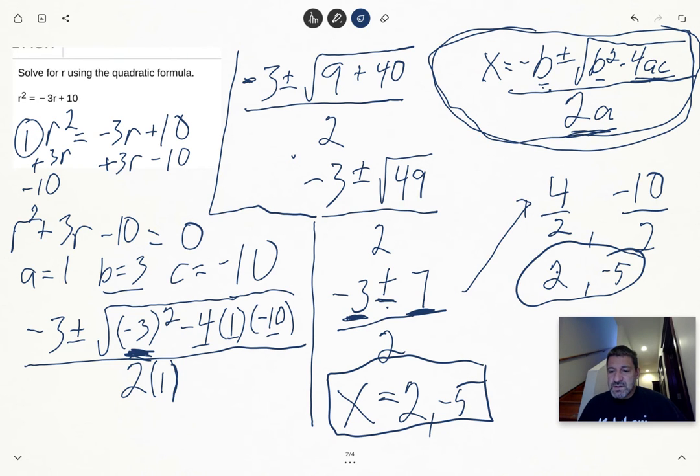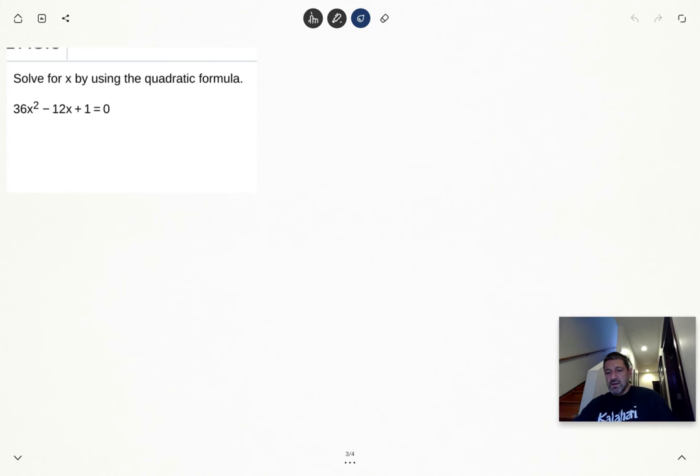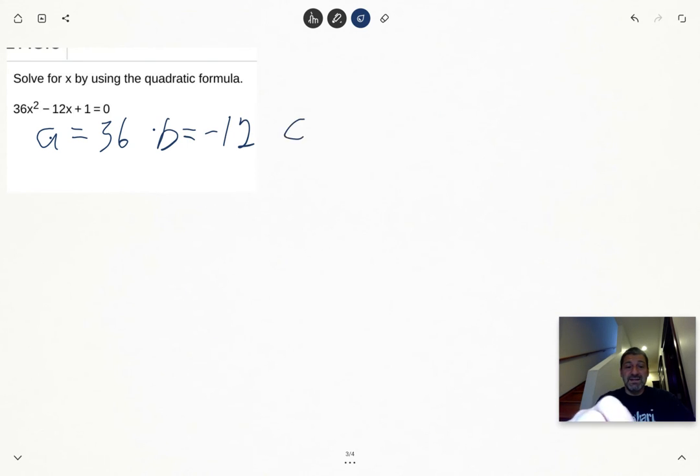I'm going to go over one similar example. If you think you got this down here, you can skip to the last problem. The last problem is a little bit different, so you should probably watch the last one because it doesn't simplify quite as nicely as this one. Okay, so this one is already in order. So A is equal to 36, B is equal to negative 12, and C is equal to 1.